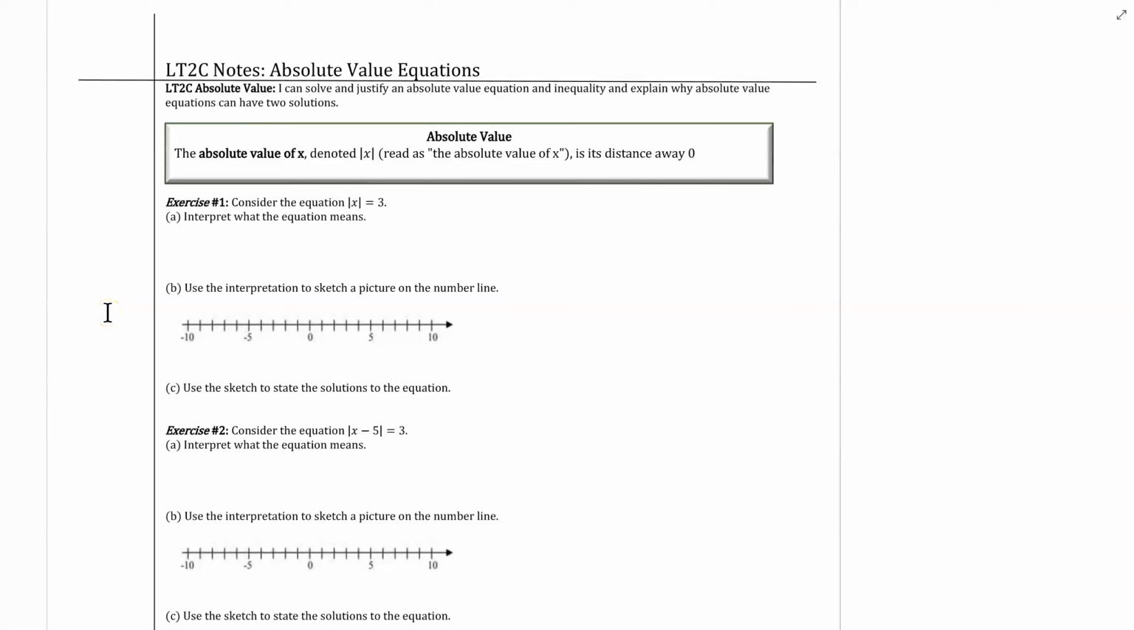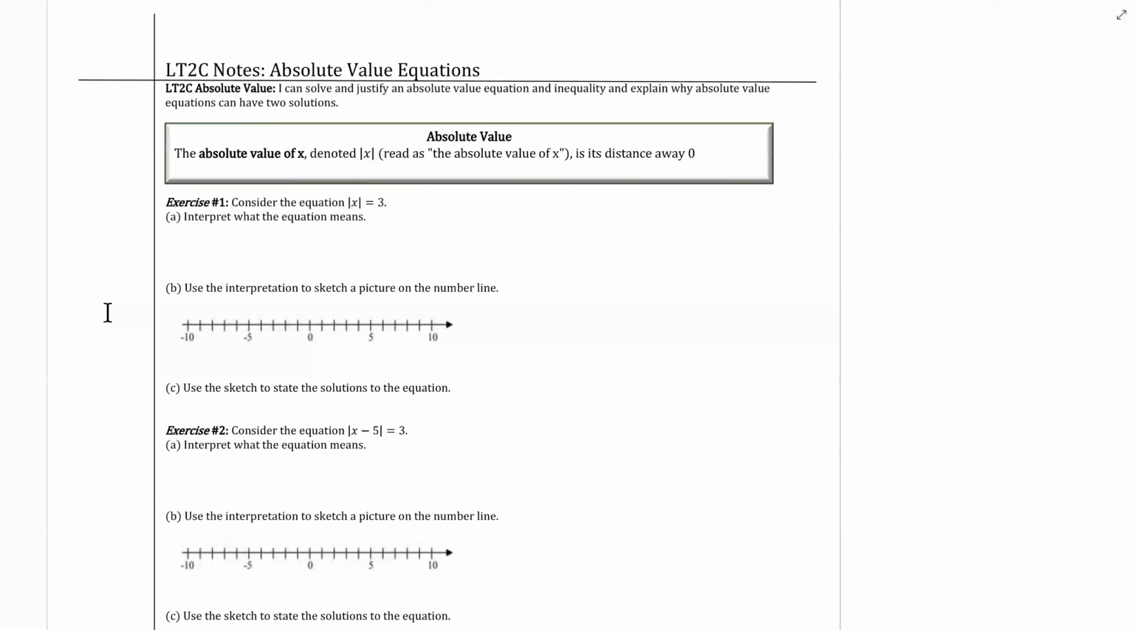Absolute value equations. In this section, we'll be going over how to solve equations involving absolute value. So first, let's define the absolute value. The absolute value of x, denoted x inside of two vertical bars, is its distance away from 0.